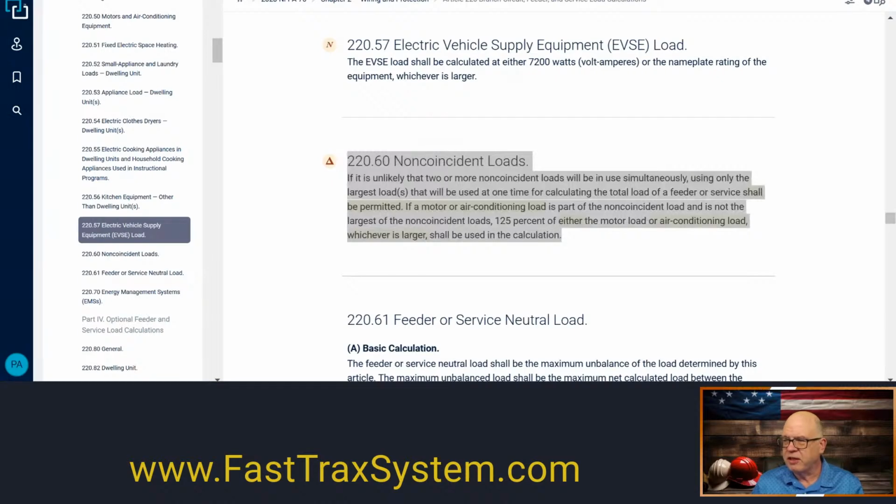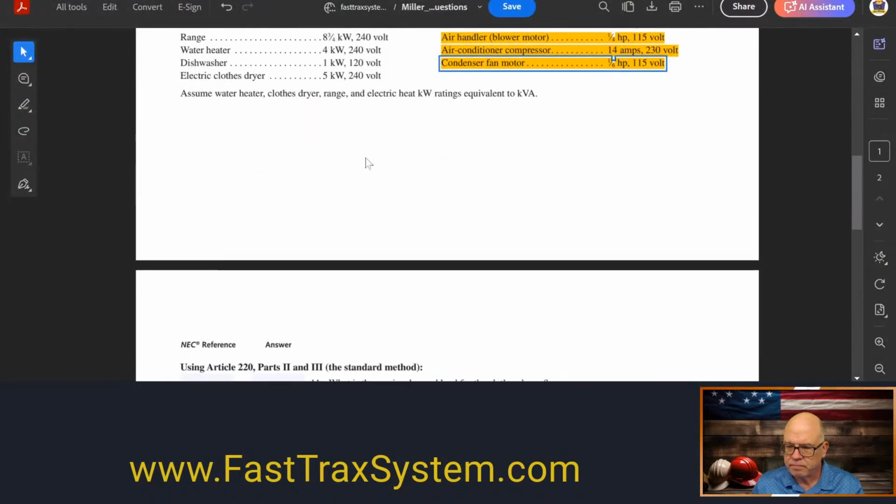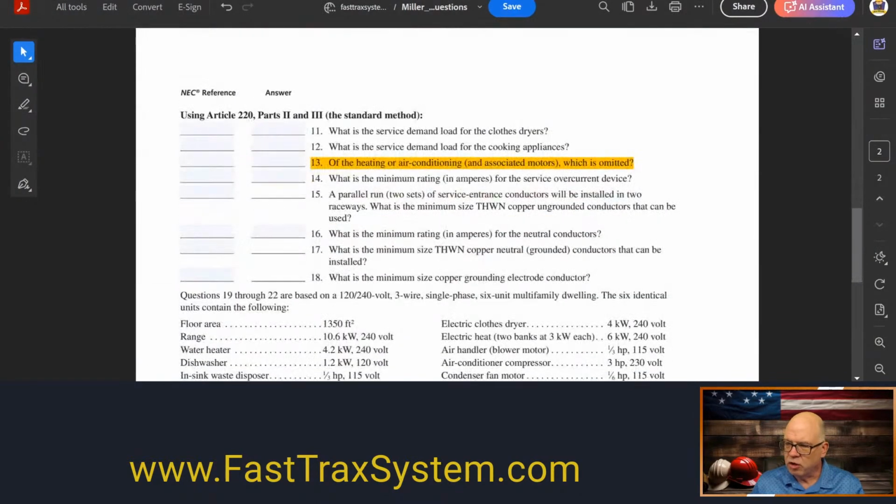So if I take you back here and you come down, the question is, of the heating or the air conditioning, which is omitted? Well, the heat is omitted on the first floor, right? And for the second through the 8th floor or unit, however you want to call it, what is omitted is the air conditioning, because you're using the heat on those floors, okay? That makes sense? So that's how the rule is applied.